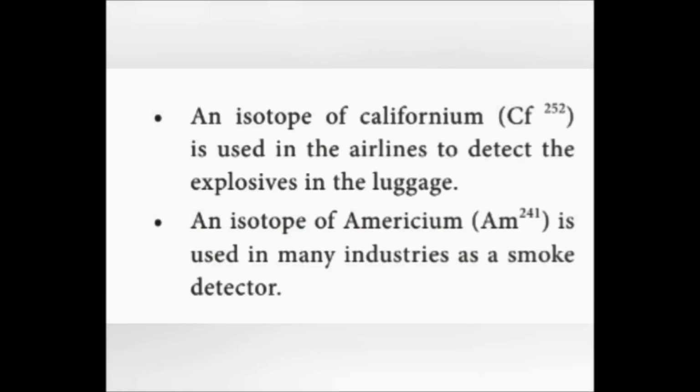What are the uses of radioisotopes in industries? An isotope of californium is used in the airlines to detect the explosives in the luggage. An isotope of americium is used in many industries as a smoke detector.